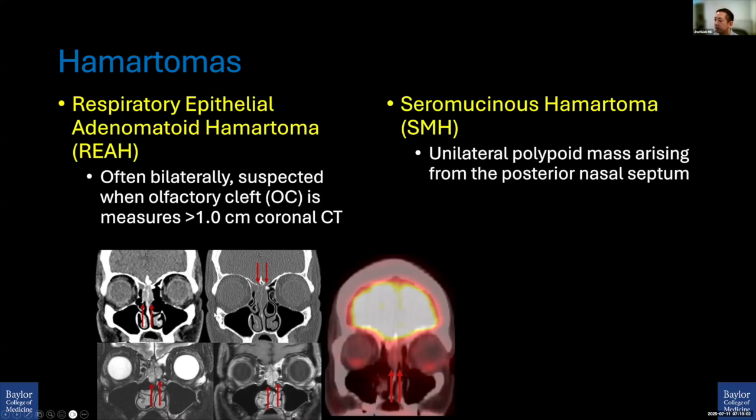So here's an example of a REAH, and you can see that there's widening of the bilateral olfactory clefts. Here are trapped secretions in the left frontoethmoidal recess, and on FDG PET, there was no FDG avidity. Versus seromucinous hamartomas are typically unilateral, and this is a mass arising from the posterior nasal septum.